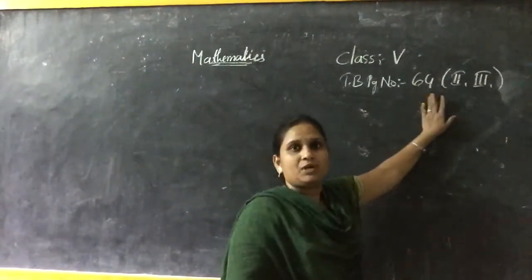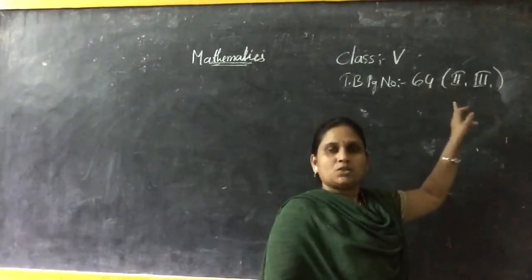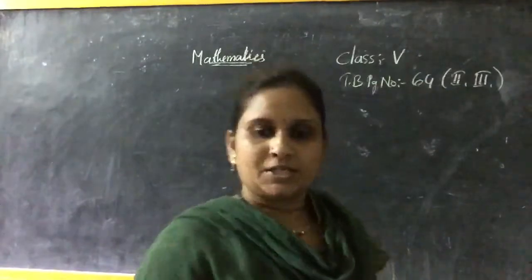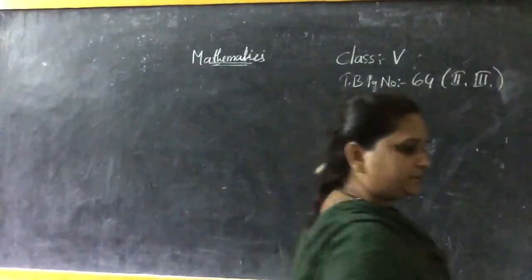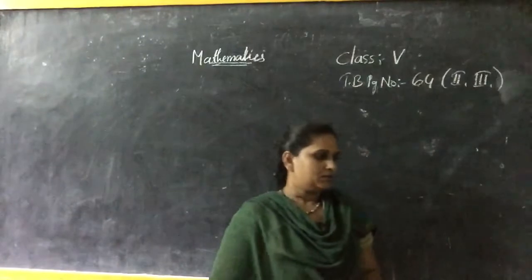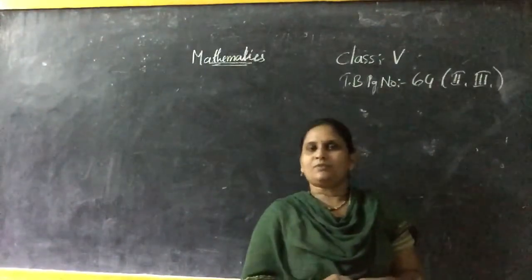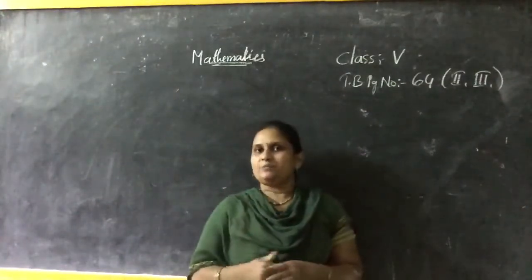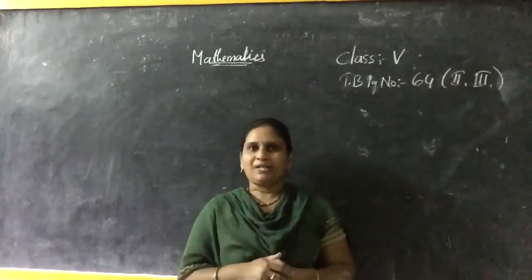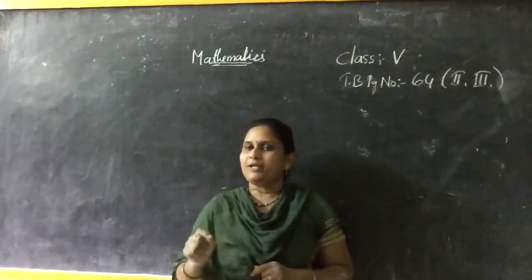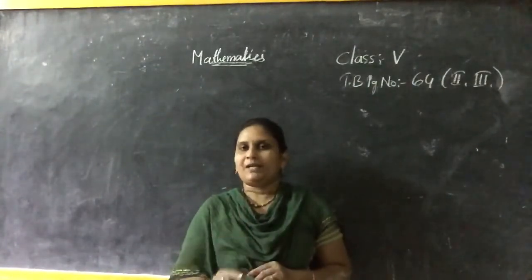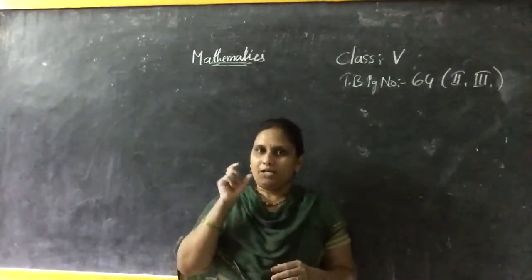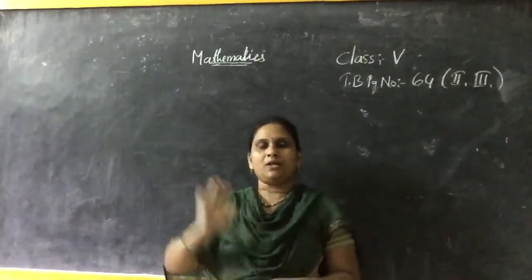On page number 64, there are 2 and 3 sections, children. In one section you have 4 sums, and in the other section you have 5 sums. In the classwork, I am going to write 2 sums from each section. A and B you will write in the classwork, and the remaining sums, C, D and E, in each section, you have to do in the homework book.